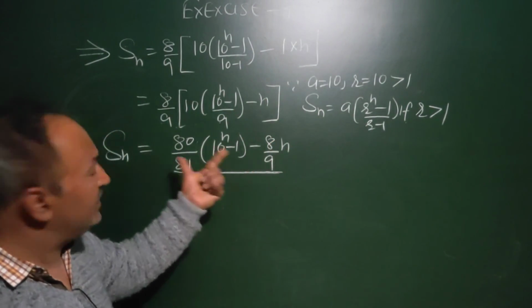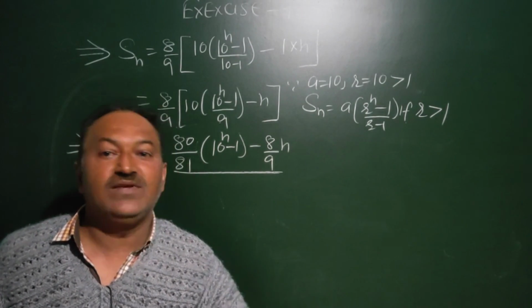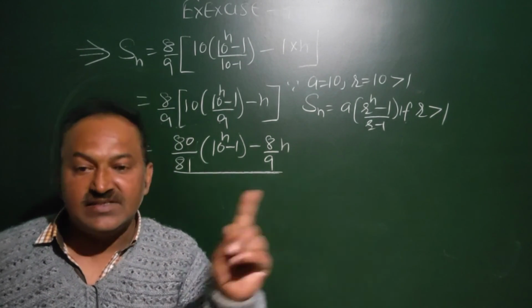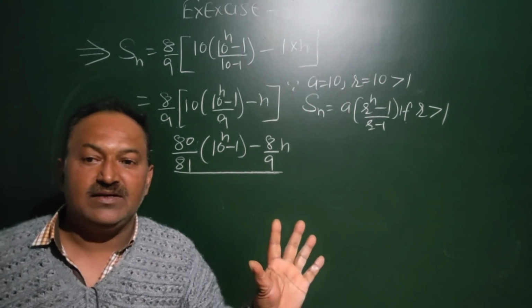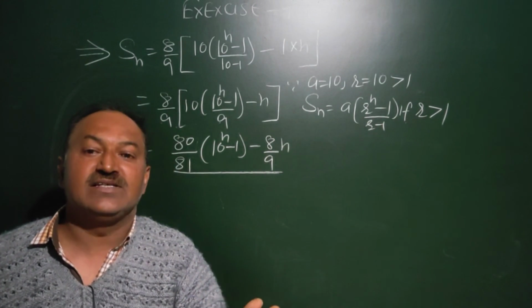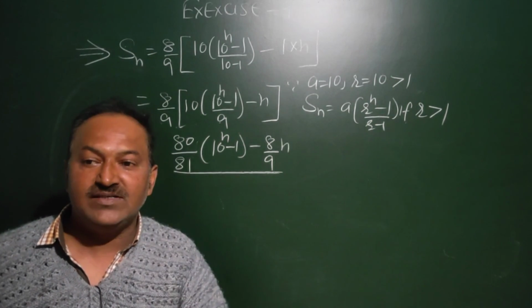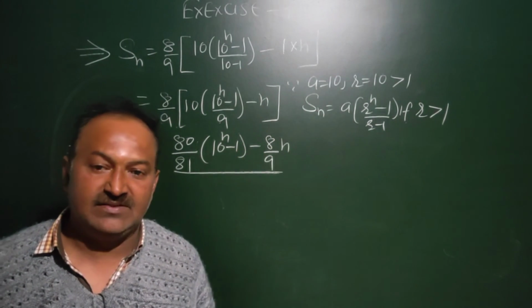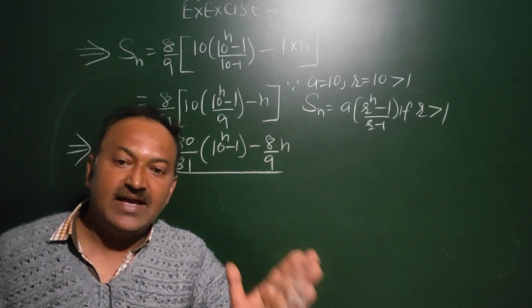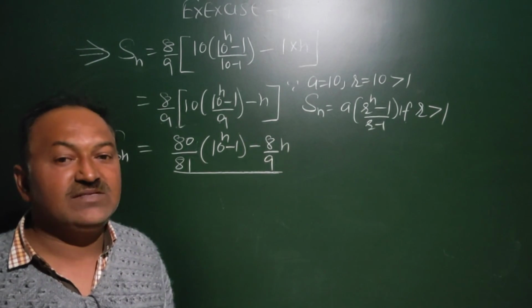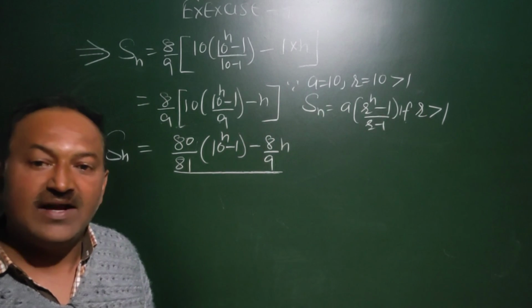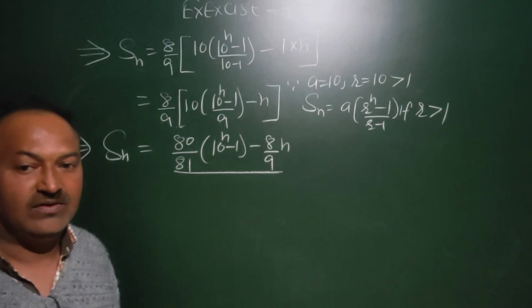And this is the sum of the n terms of the given sequence, which was neither an AP nor a GP. But it converts into a geometrical progression after some steps. And this is the method and the procedure to tackle such type of questions which are very, very important from the examination point of view. That's all.